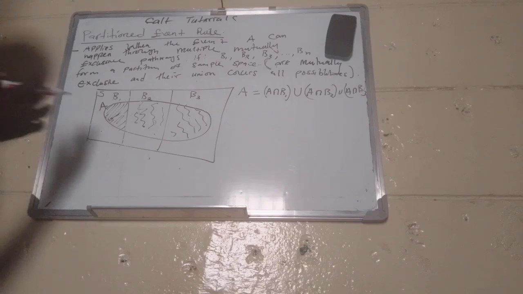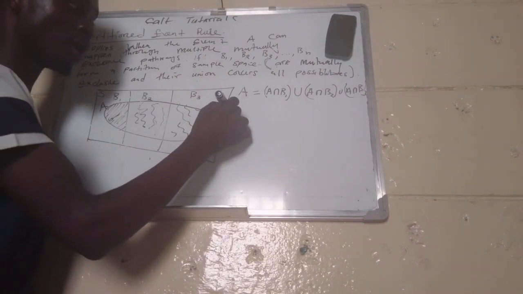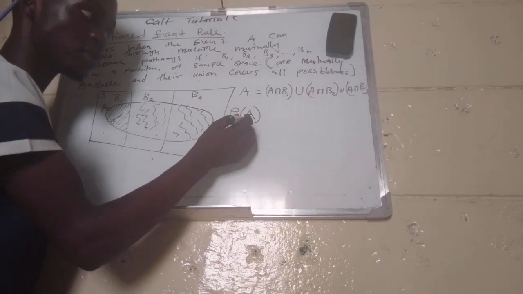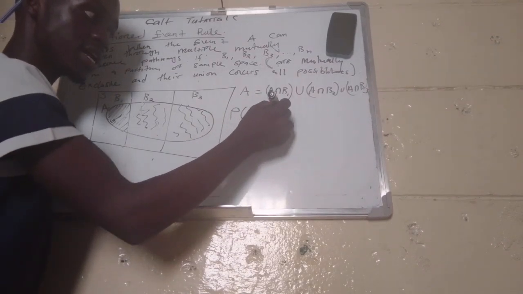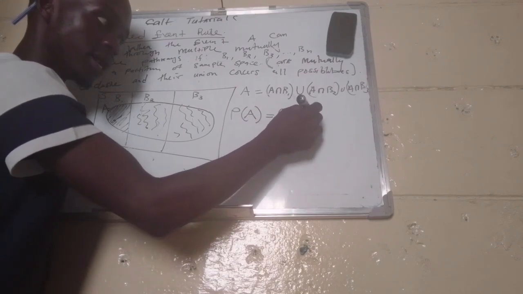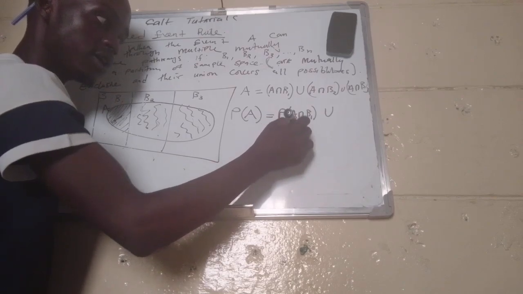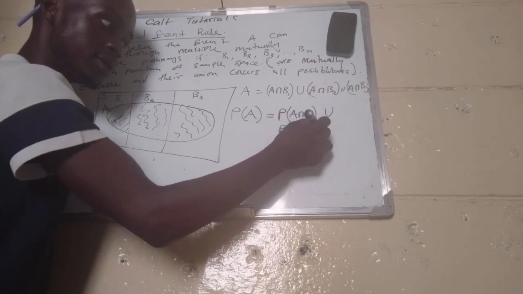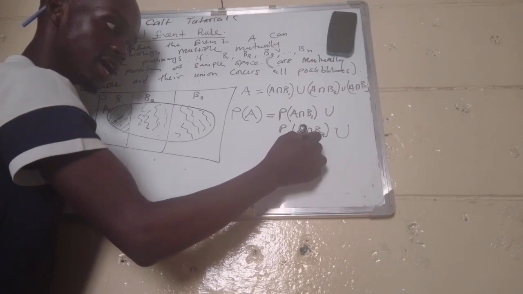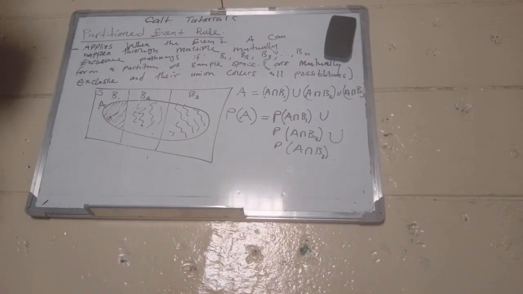Now, when it comes to probability, the probability of A is basically the probability of A intersection B1 union probability of A intersection B2 union probability of A intersection B3. We are okay?